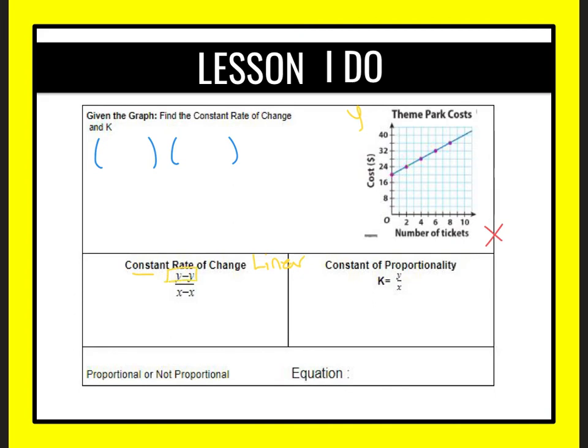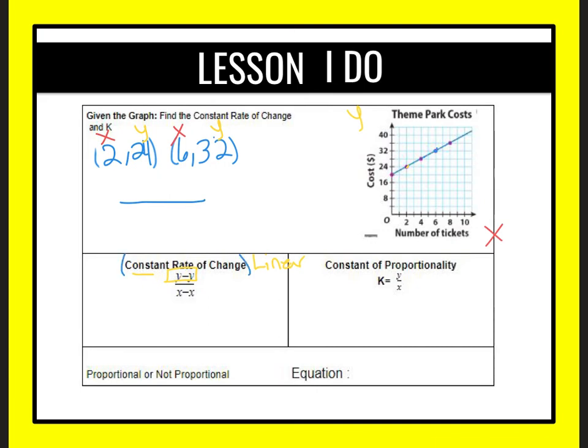So I'm going to pick this point right here, 2, 24. Once again, let me use my color blue. 2 tickets cost $24. And let me go ahead and find 6 tickets cost $32. 6 tickets are costing $32. Label your x coordinates, please, and your y coordinates. This just keeps things in order when you're finding your constant rate of change.